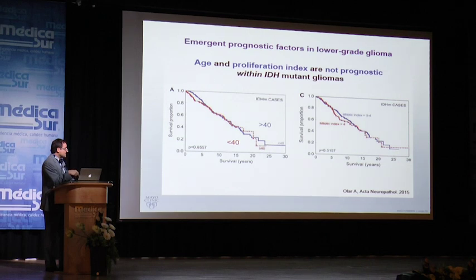With mitotic index, the same. Even if you have a high proliferation index in the pathology report, if the tumor is IDH1 mutated, this will really drive the prognosis, and the patient may still do very, very well.